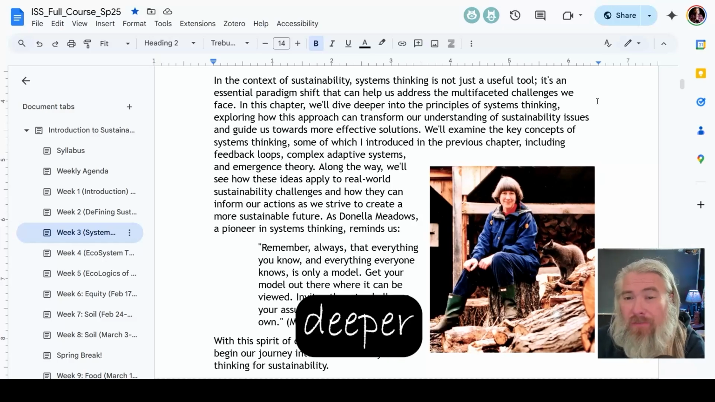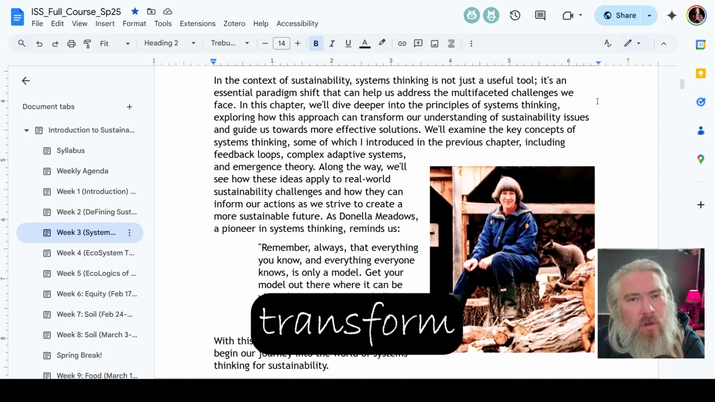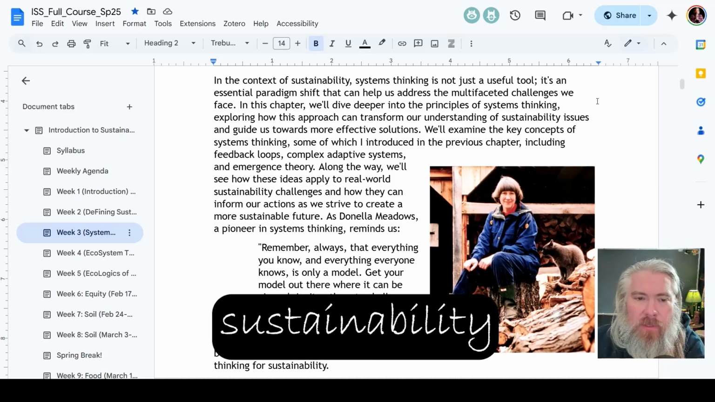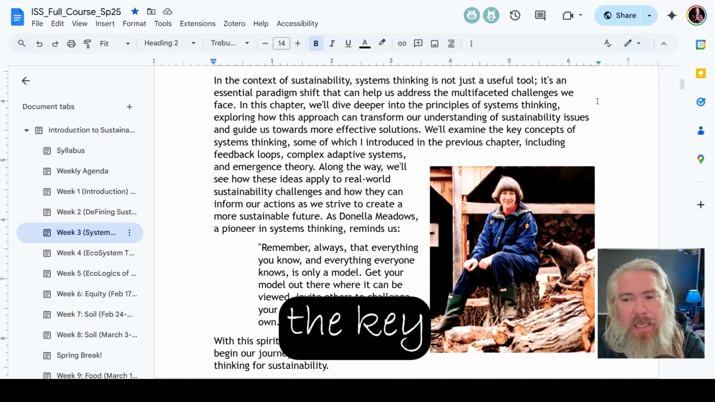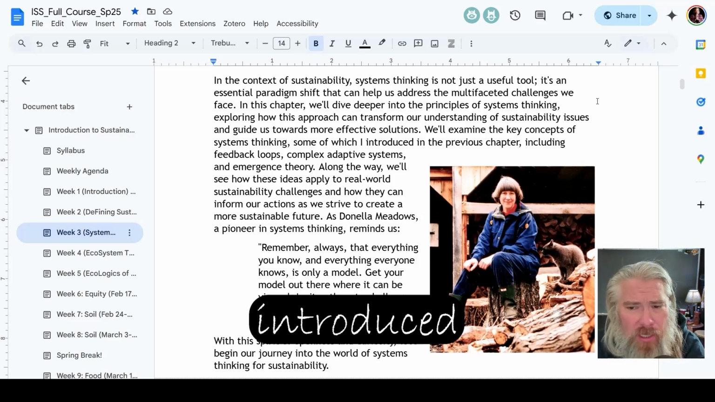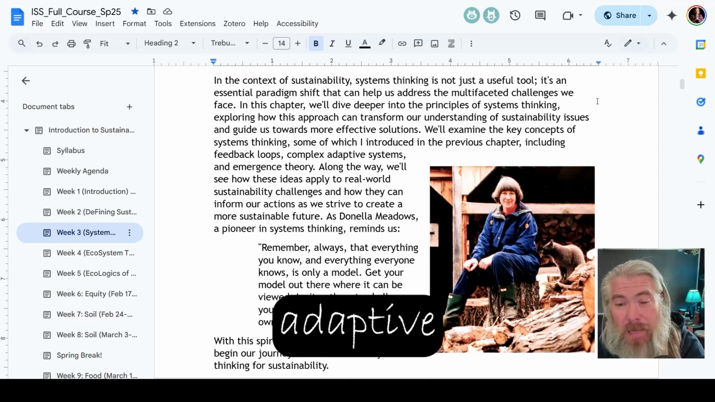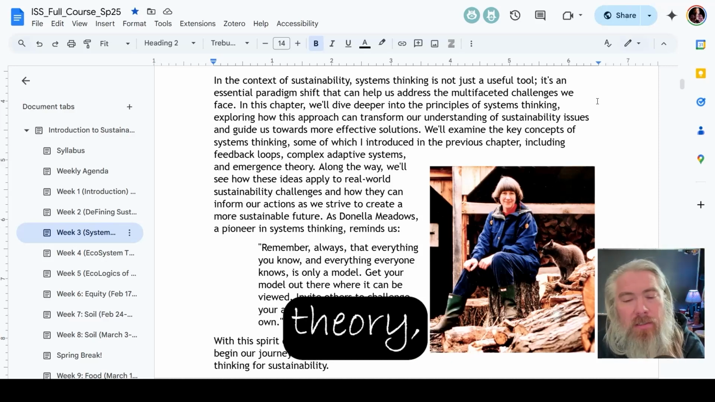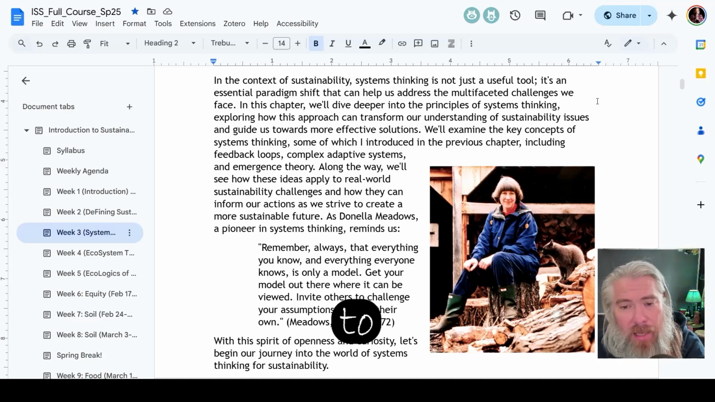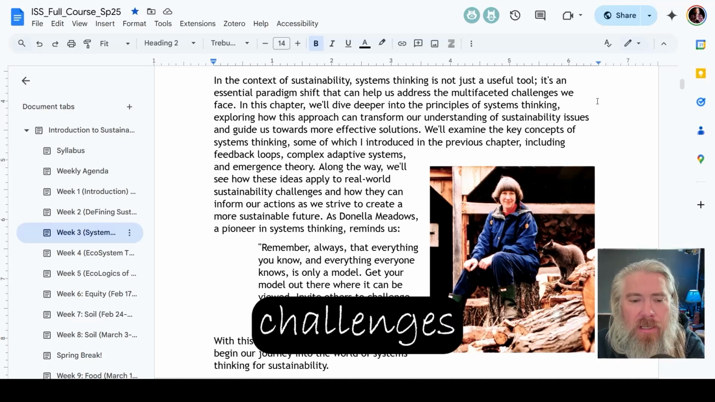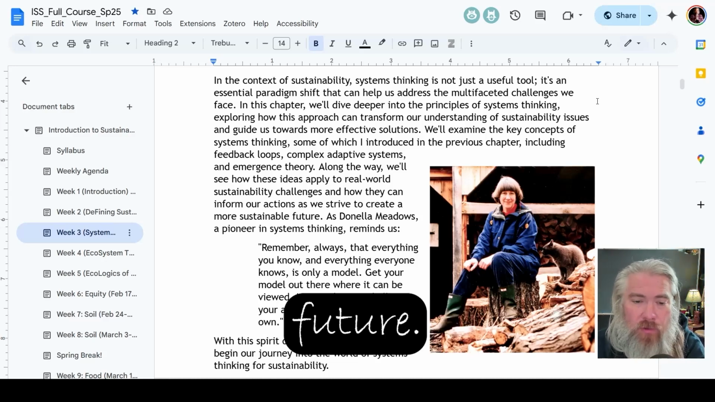In this chapter, we'll dive deeper into the principles of systems thinking, exploring how this approach can transform our understanding of sustainability issues and guide us towards more effective solutions. We'll examine the key concepts of systems thinking, some of which I introduced in the previous chapter, including feedback loops, complex adaptive systems, and emergence theory. But we'll go a little bit deeper into each one of those. Along the way, we'll see how these ideas apply to real-world sustainability challenges and how they can inform our actions as we strive to create a more sustainable future.